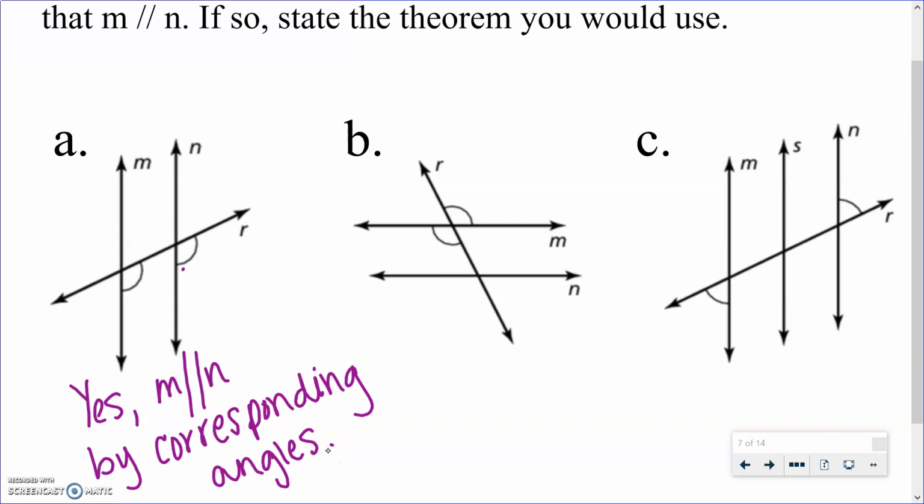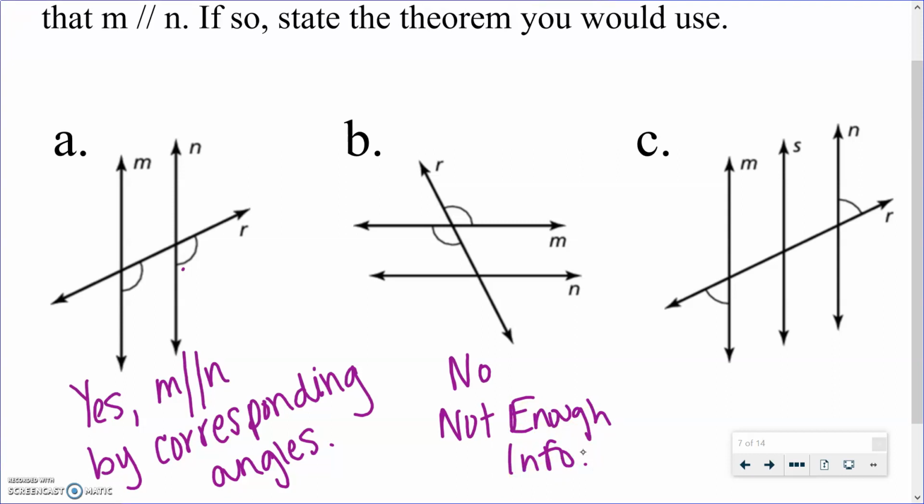Okay, we're going to look at this. We have M and N cut by transversal R. These two angles, they're vertical angles, but that doesn't tell us anything about line N. And so there's not enough information here because there's nothing told to us about line N and its intersection with the transversal. So this is no, not enough info.